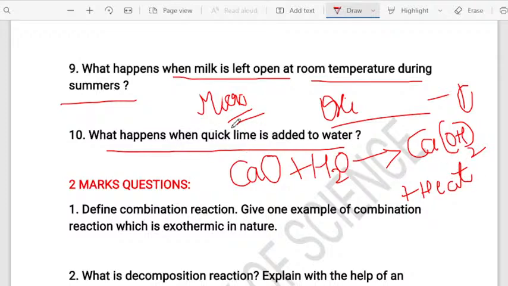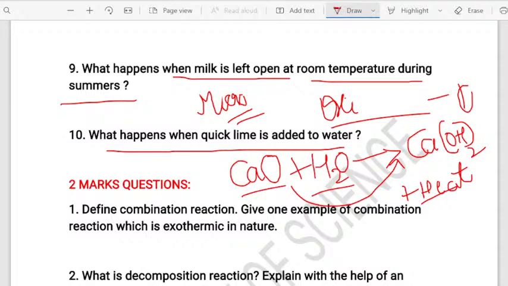So when quick lime is added to water, the heat released during this reaction is an example for exothermic or endothermic. If heat is being released, then 100% it is exothermic. Okay? Quick lime is nothing but calcium oxide. When we combine it with water, we get calcium hydroxide. The other name for calcium hydroxide is slaked lime. It is called slaked lime. I think everybody is clear with this.